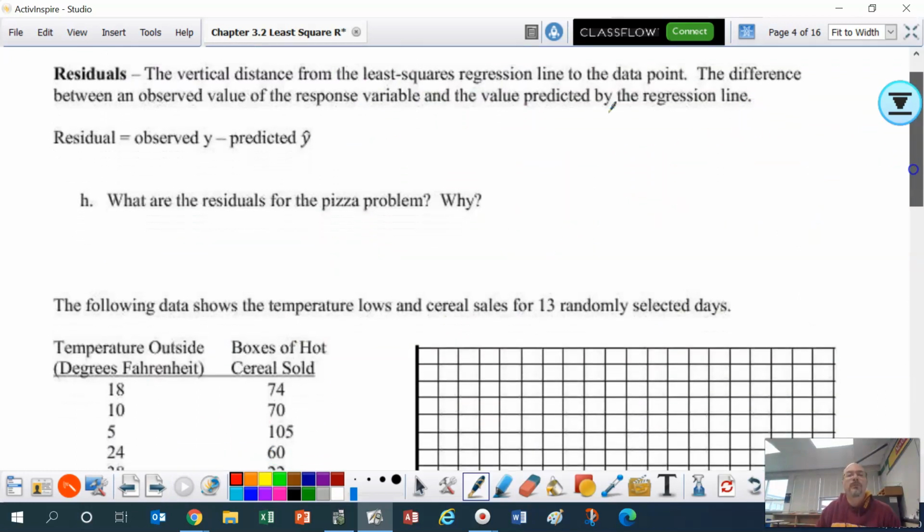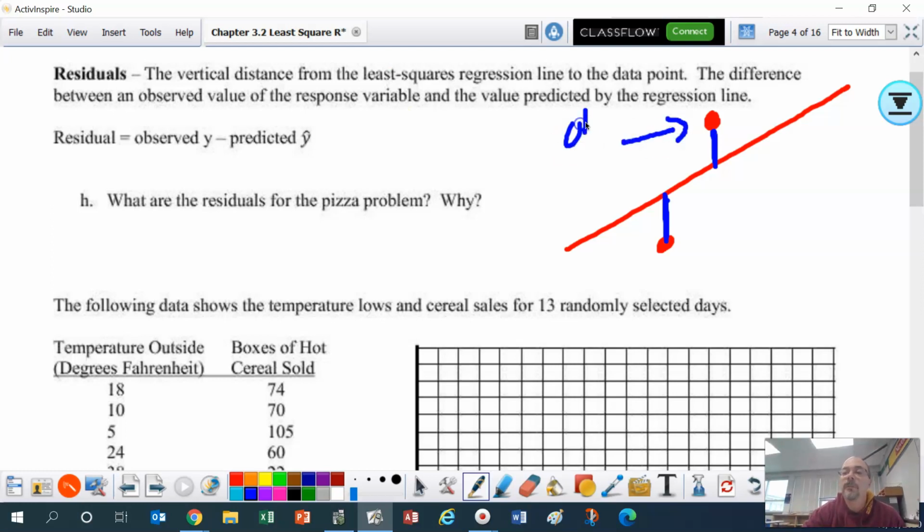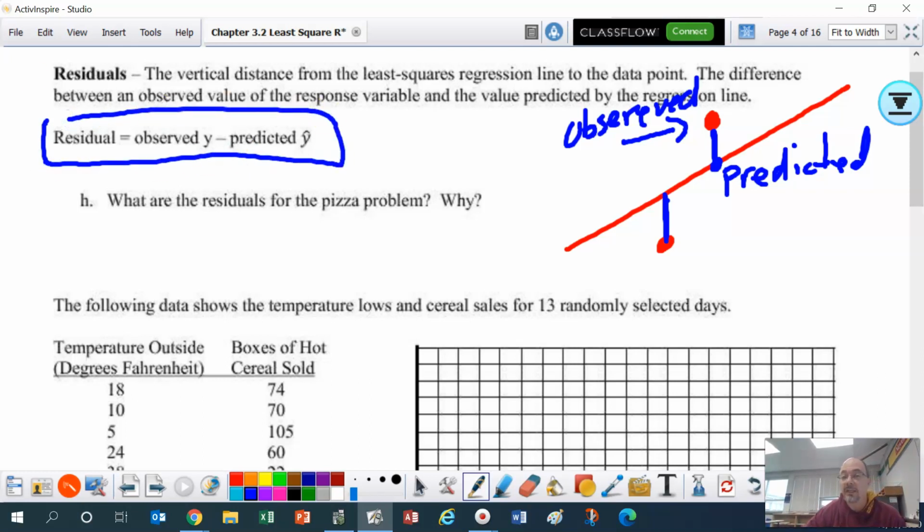All right, now what is a residual? It's the vertical distance from the least squares regression line to the data point. Again, the vertical distance. So let's say I have the line like this and I have a dot down here or a dot here. The residual is the vertical distance from the dot to that line of best fit, the least squares regression line. It's the difference between an observed value and the predicted. Anything on the line is your predicted value. So the residual equals the observed minus the predicted, the y hat.